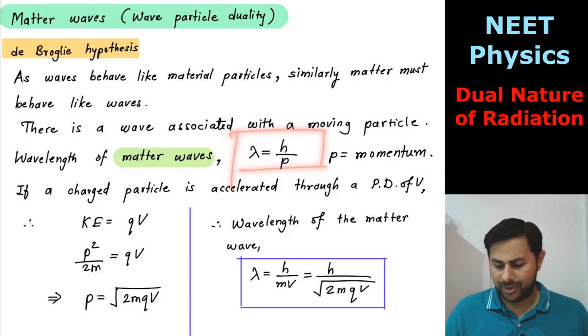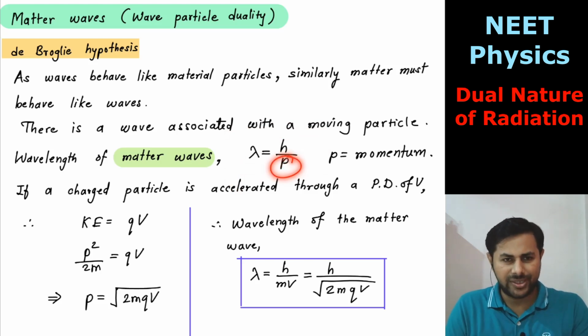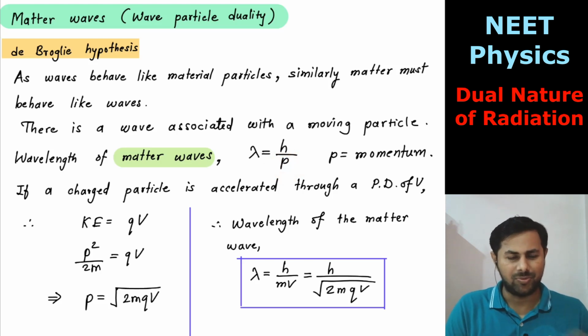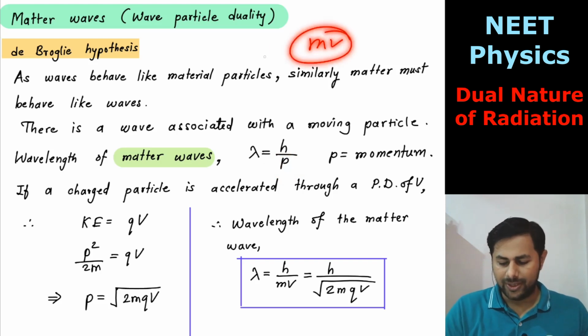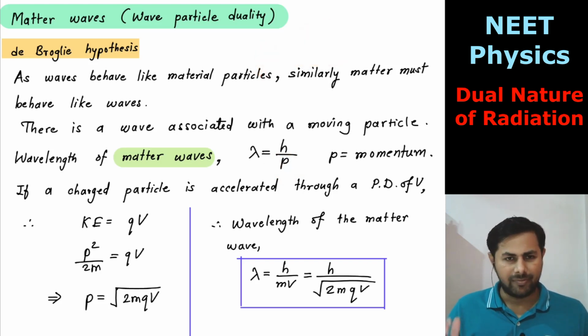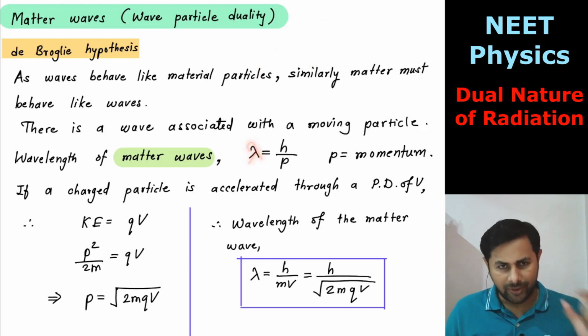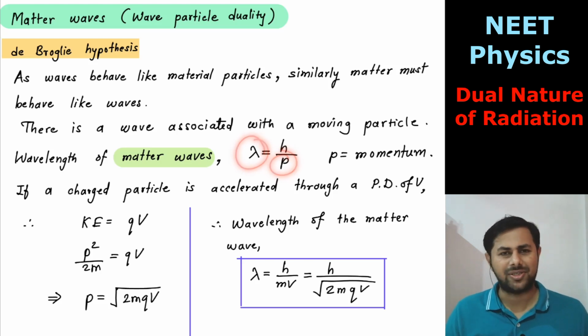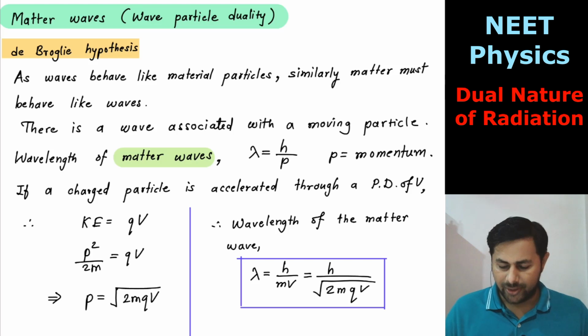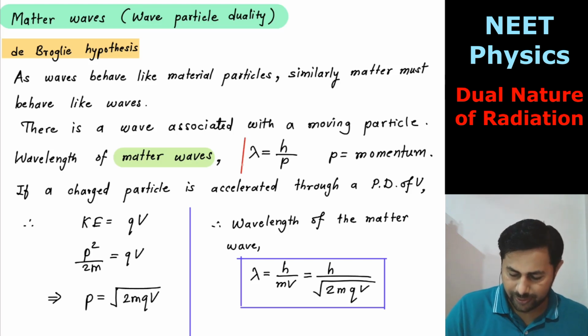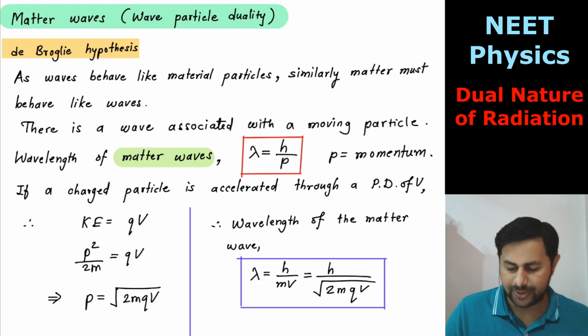Now this equation itself shows the dual nature of radiation as well as matter. We associate momentum with particles. Moving particles have some mass and some velocity, so they have momentum, which is mass times velocity. And wavelength is associated with waves. So this is the connection between the two natures, the wave nature and the particle nature, of matter as well as radiation. This equation shows the duality of matter as well as radiation.